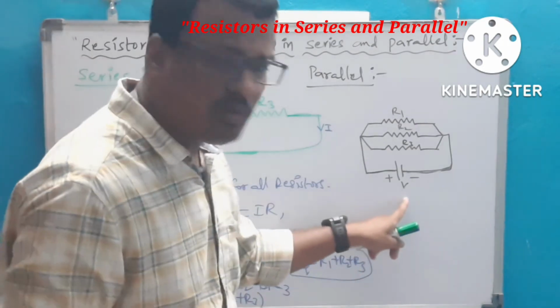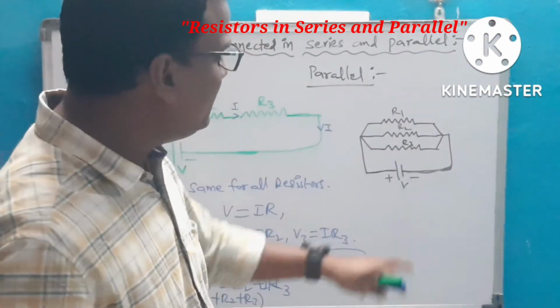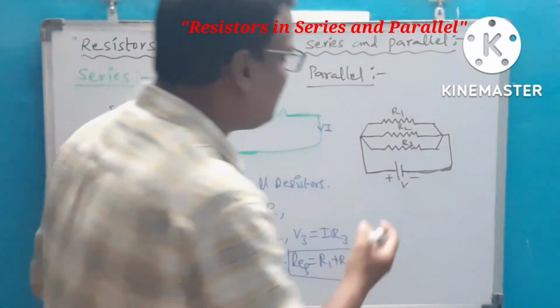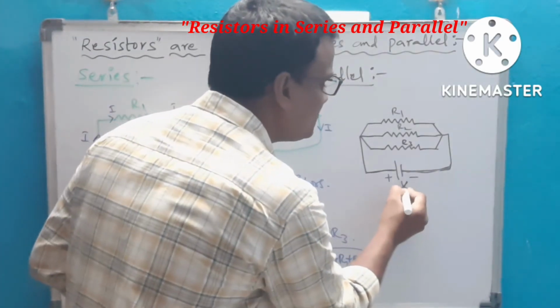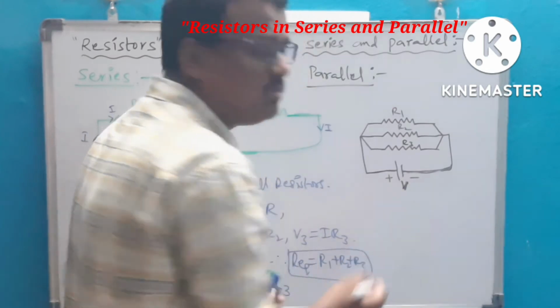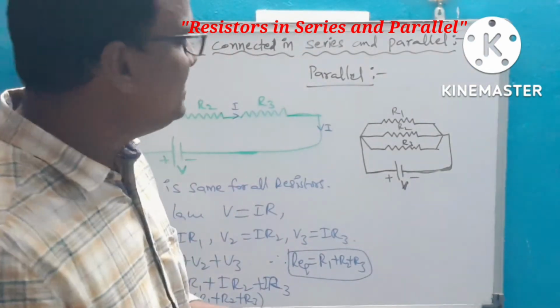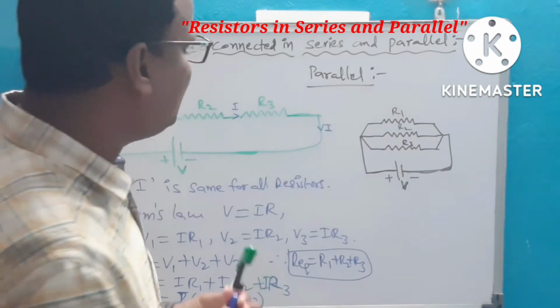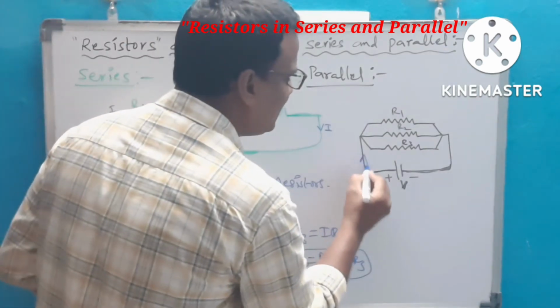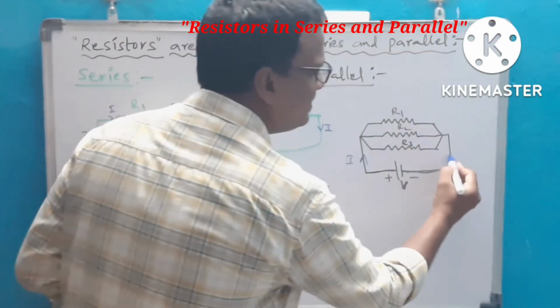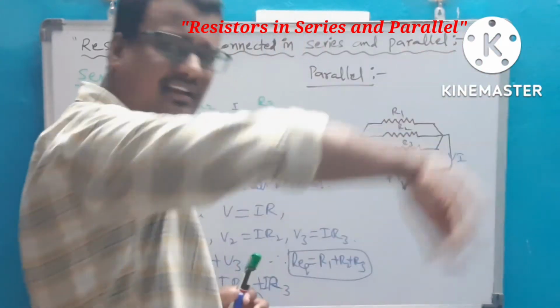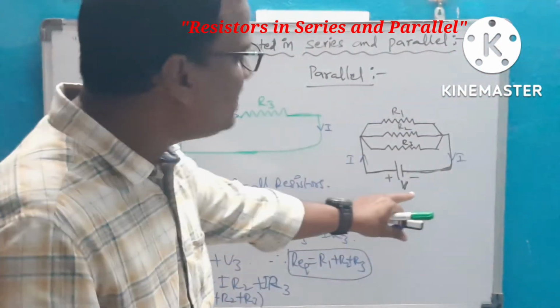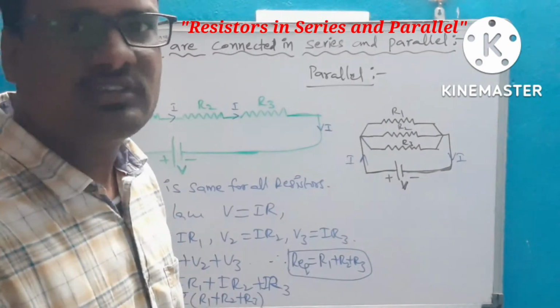Here we provide the battery, and the battery provides a potential difference V. Whenever the potential difference is developed, the current flows from the higher potential to the lower potential. So the current I is flowing, and finally the total current I comes to the negative terminal. Then the total circuit is completed.